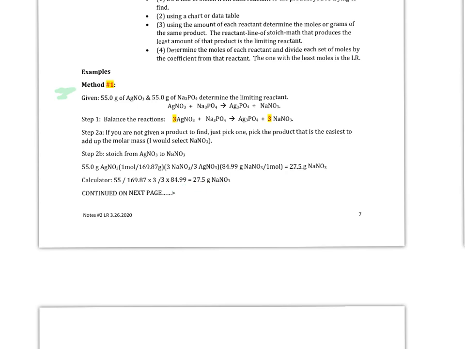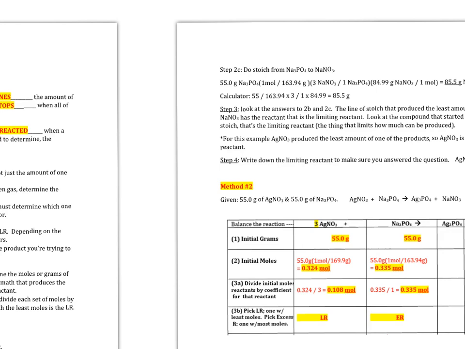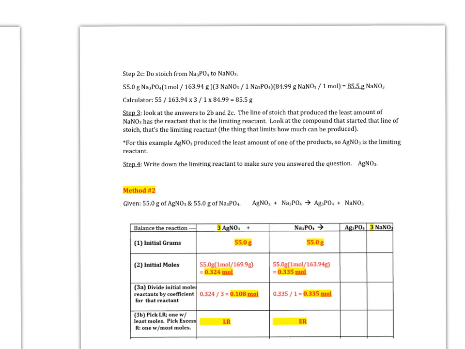So now we have to do the next part if we want to find the limiting reactant. So step 2C is now we need to do stoich from the Na3PO4 to the NaNO3. We've already done a little bit of this work, but let's check it out. So 55 grams of the Na3PO4, change grams to moles. Do the mole ratio, there's one of those for 3 of those. And then we'll change those moles of NaNO3 to grams. We could have just copied and pasted from the last time we did this. My calculator, 55 divided by the 163 number times 3 divided by 1 times 84.99 gives me 85.5.